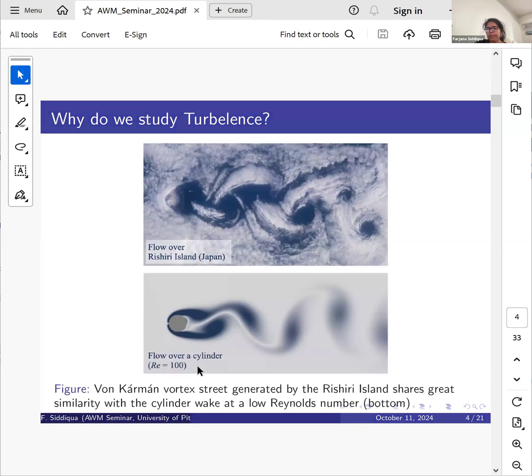All right. Another motivational picture you can see is the famous von Karman vortex street. The picture above was taken, if I remember correctly, somewhere in Japan, like a bird's-eye view. In the laboratory, you can simulate this kind of vortex. If you take a flow over a cylinder with Reynolds number 100, you can simulate a structure like this. The above picture is the real picture and the below picture is the simulated picture. So there is a similarity you can see. Okay.